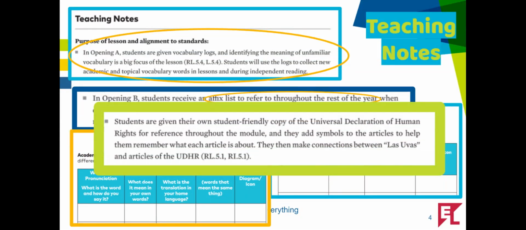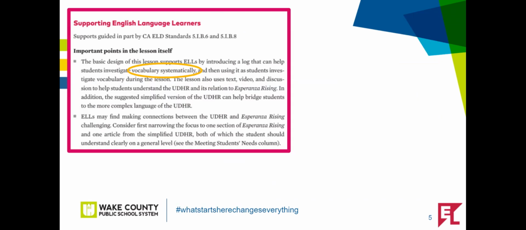Students are also given their own student-friendly copy of the UDHR for use during this module, where they will add symbols to represent the meaning of each article. They will also make connections between las uvas and articles of the UDHR.